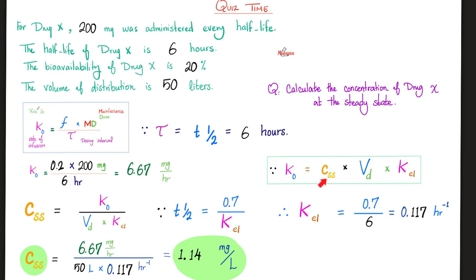And I have already proven to you mathematically that the infusion rate equals the steady state concentration times volume of distribution times the elimination rate. Do I have the rate of infusion? Yes, I do. Do I have the volume of distribution? Yes, I do. Do I have the elimination rate? No, I do not, but I can get it for you. Since half-life is 0.7 over the elimination rate, therefore the elimination rate is 0.7 over the half-life, which is 6 hours. Do the math. So now I know this, I know this, I know this. Can you calculate the concentration in the steady state?